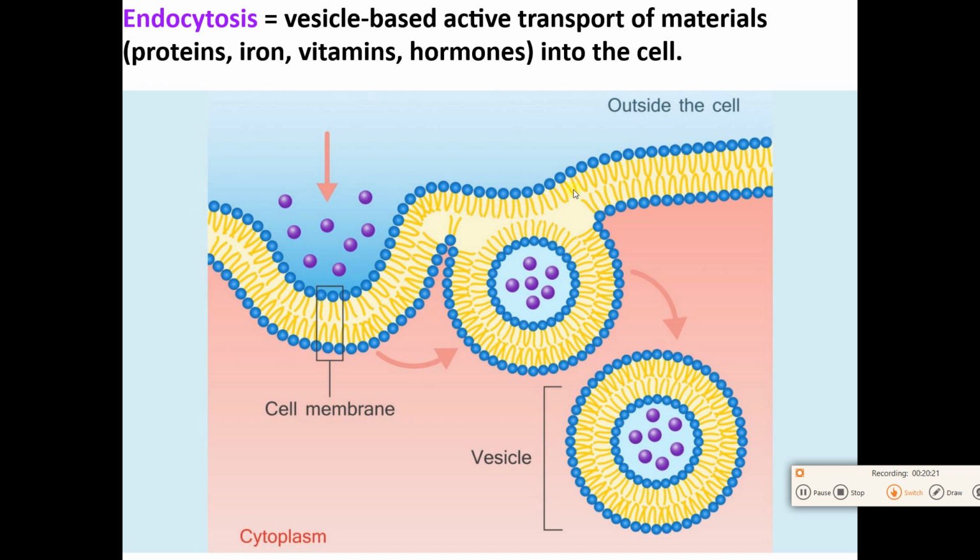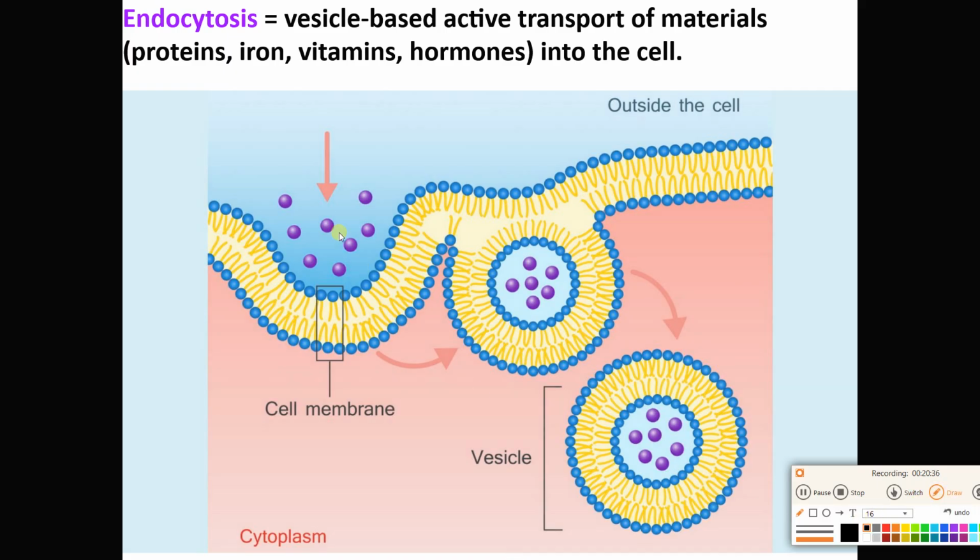Again, I got a phospholipid bilayer. This is my cell membrane here. Outside my cell, inside my cell. I've got these purple guys here. Notice how the cell membrane is dipping next to the purple guys. And then what's going to happen is these phospholipids right here are going to move this way. These phospholipids right here are going to move this way. And we're going to join them, and we're going to pinch off a little bag of membrane with the purple guys now inside. And this is a vesicle that we formed by joining the phospholipids here to the ones here.